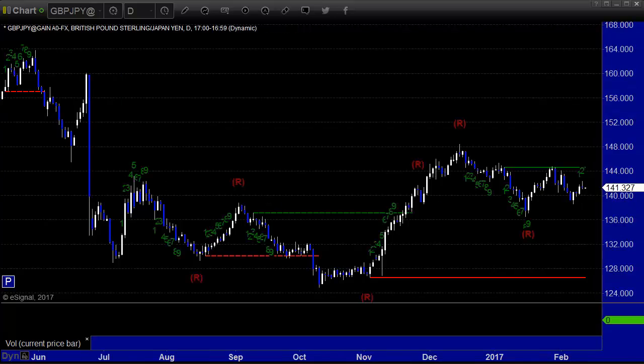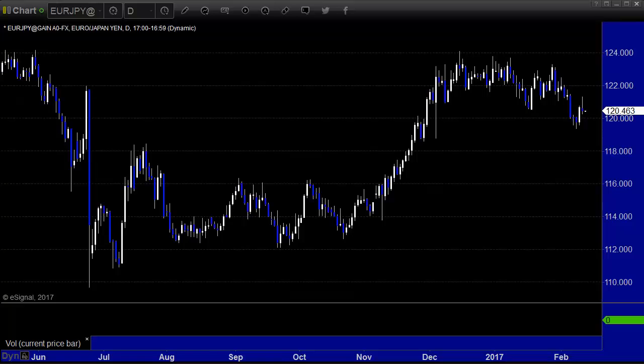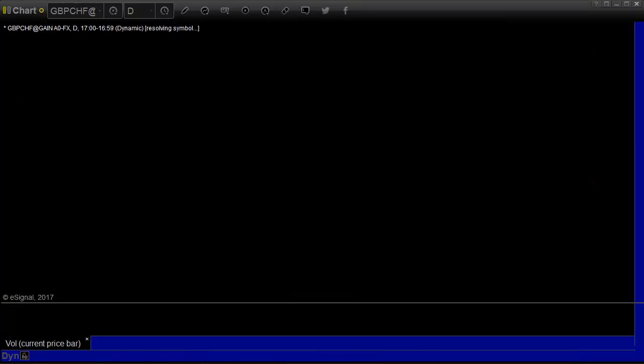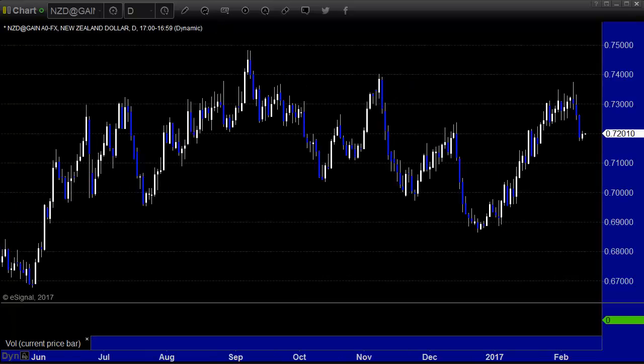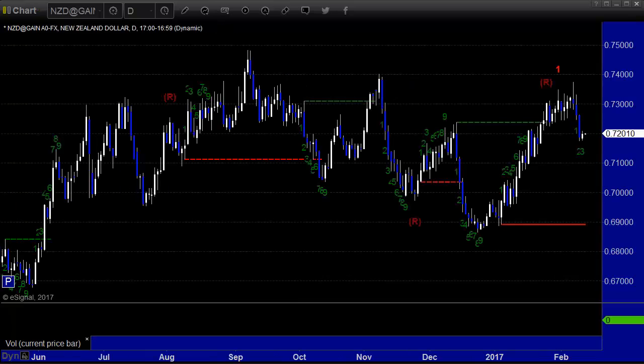Pound yen, a slight drift upwards. Euro yen down and then back up a bit. Closed about even. Pound Swiss, also flat. And the New Zealand dollar pair dropped a bit. All right, let's go to the euro.